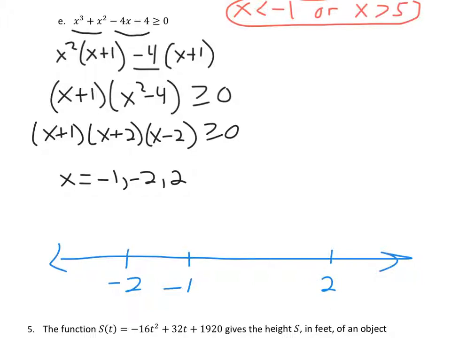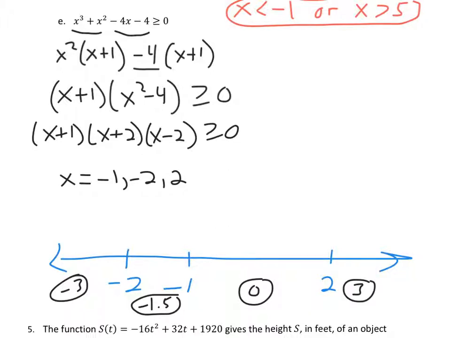So for test values, I'm going to pick -3. Now for in between -2 and -1, I've got to go with a decimal there, so I'm going to use -1.5. And then 0 would work for this one, and 3 for this one. Okay, same drill as before.